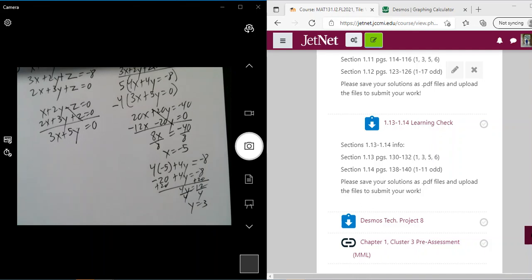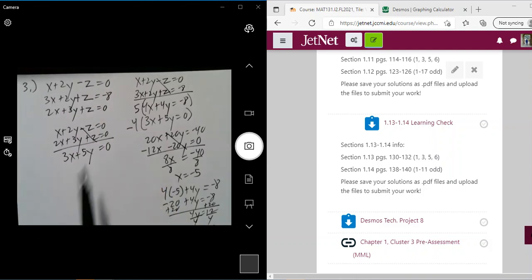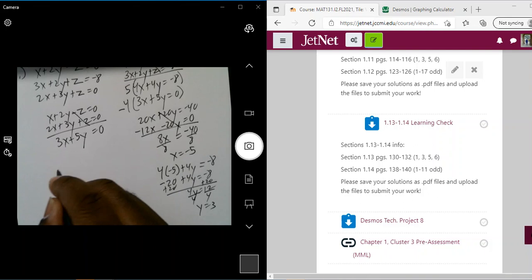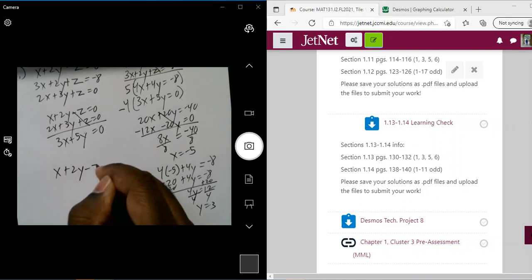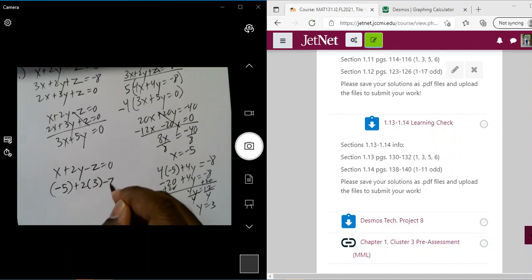Now all we have to do is find z. To find z, we will go back up here to one of these three original equations. I will do the top. So I have x plus 2y minus z equals 0. Now I substitute in the values for x and y. So it'd be negative 5 plus 2 times 3 minus z equals 0. So this would be negative 5 plus 6 minus z equals 0. Negative 5 plus 6 is 1. 1 minus z equals 0.